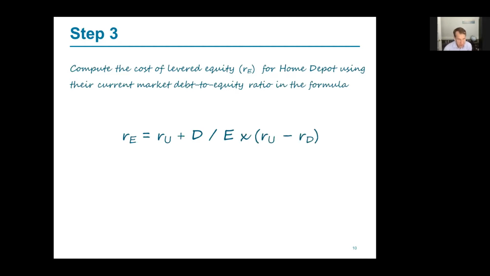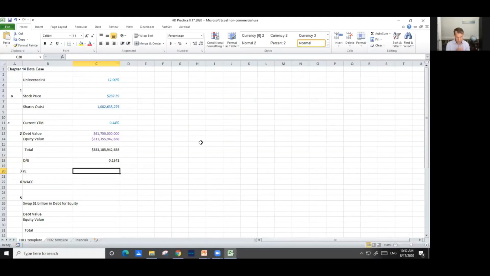Here's the first formula that we'll use. So we'll take unlevered cost of equity and then add debt divided by equity times cost of unlevered equity minus cost of debt. I'll put it in my Excel here. Cost of unlevered equity plus debt to equity, 0.1341, times cost of unlevered equity minus cost of debt. And you get 13.55%.